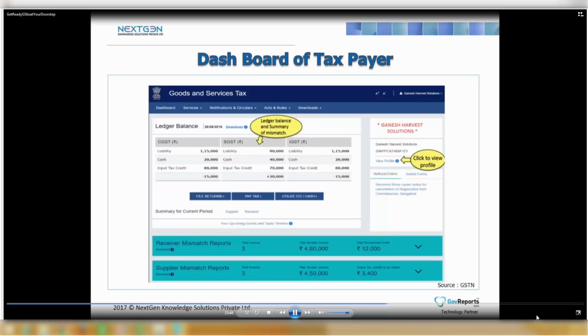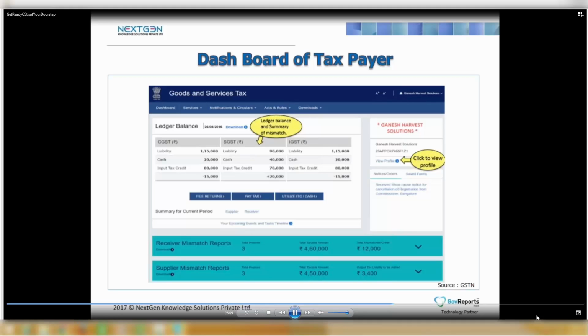Then balance in electronic credit ledger. So how much input tax credit has the taxpayer received? So here he has received 1,80,000 and the net balance. So he has a liability of 1,15,000, but he has input tax credit of 1,80,000 and 20,000 he has deposited by way of cash, which means he still needs to make payment of 15,000 rupees.